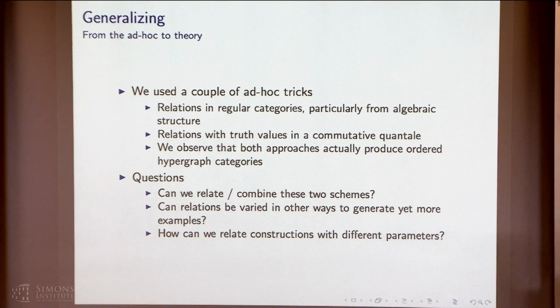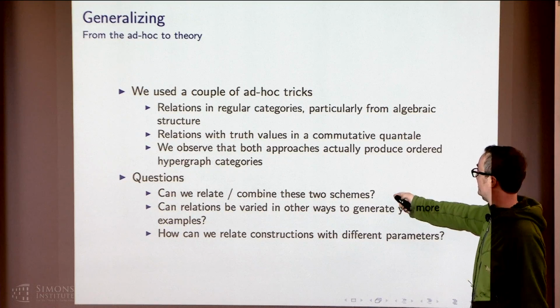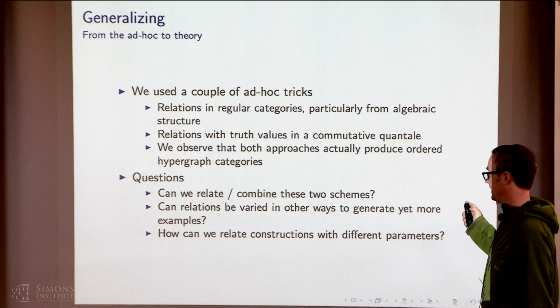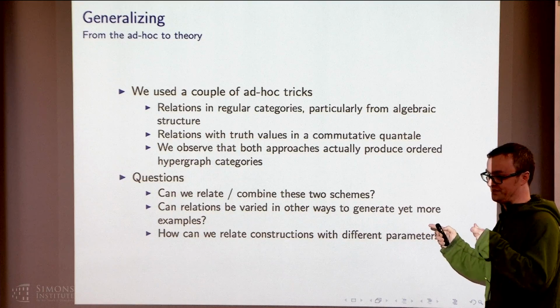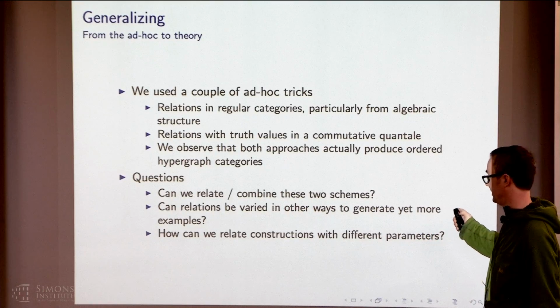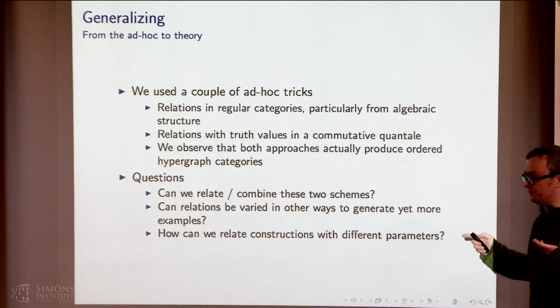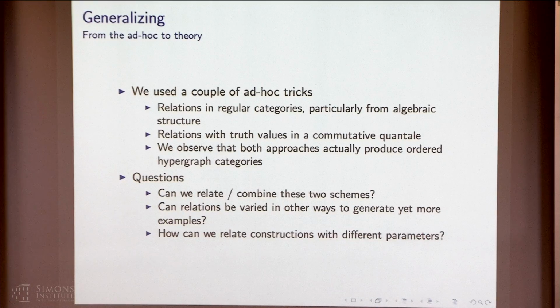And then we make a quick observation that actually these compact closed categories are hypergraph categories, so we're in Brendan's territory. And the questions that follow up then are, well, can we relate these two schemes? Can we do both at the same time? What have they got to do with each other? Can we vary relations in other ways? Relations are quite familiar things, so it might be easy to think about how we might extend the notion of relation. And then what happens if we vary the parameters on these things? If we vary our quantale, are we going to get functors between things and whatever?